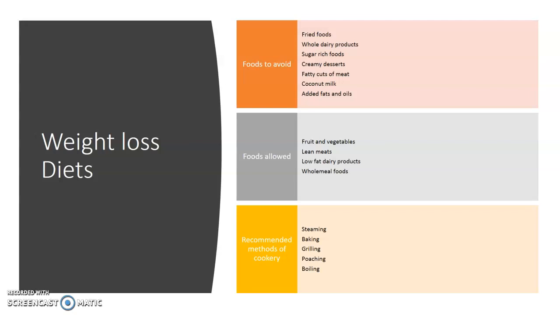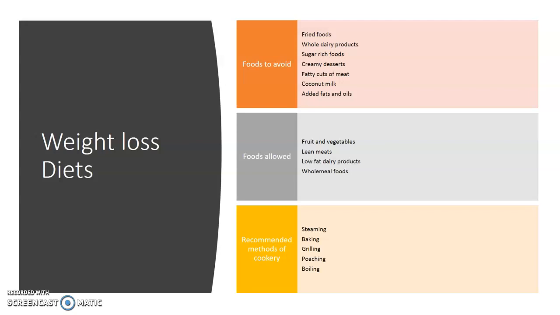We want to keep nice fresh fruit and vegetables, using lean meats, low-fat dairy products, as well as foods that are high in fiber, wholemeal foods like brown rice, bran, wholemeal couscous, those foods that have a lot of fiber, that are very filling, but also have a lot of nutrients.